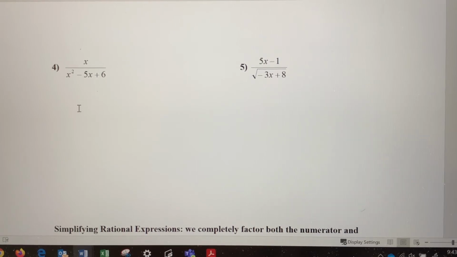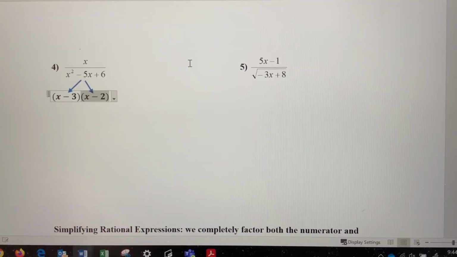Okay, in number 4, again, numerator, totally irrelevant. I don't care about it. There's no radical up there. It's just an x, so that can be anything, all right? The denominator is a quadratic trinomial that can be factored, okay? So I can factor that as x minus 3, x minus 2, okay? So I want to set each of these factors equal to 0 and find out what values make my denominator 0, okay? So let's set x minus 3 equal to 0.